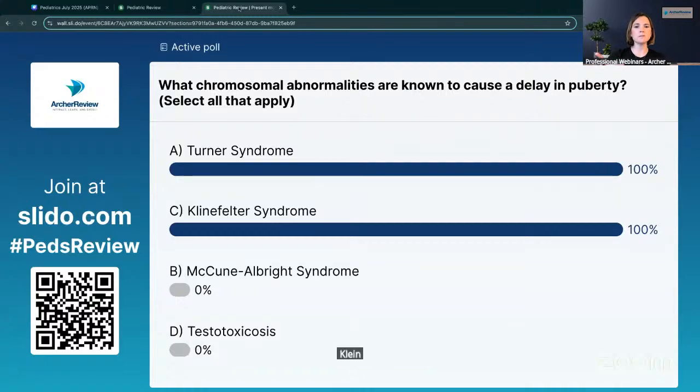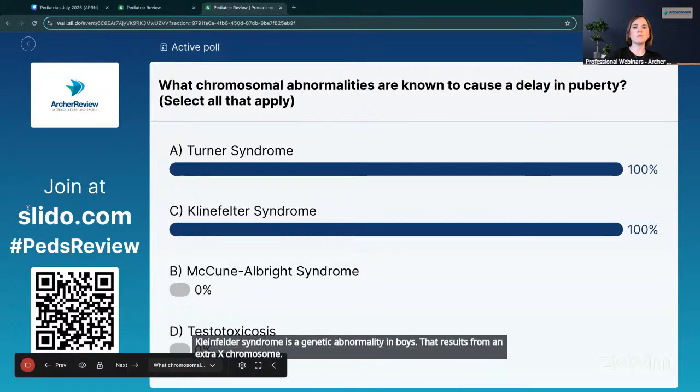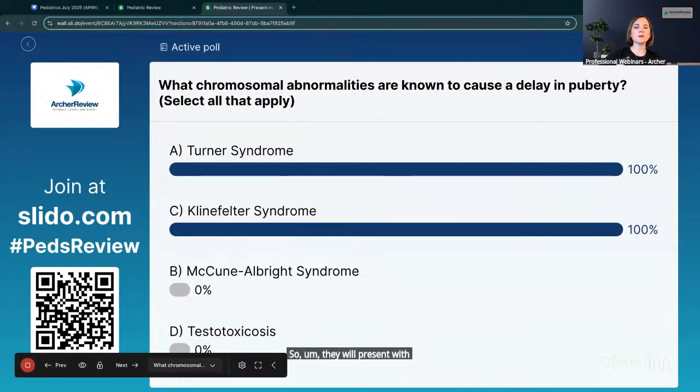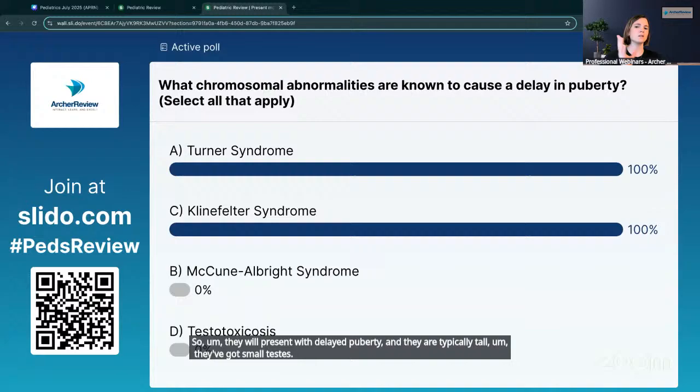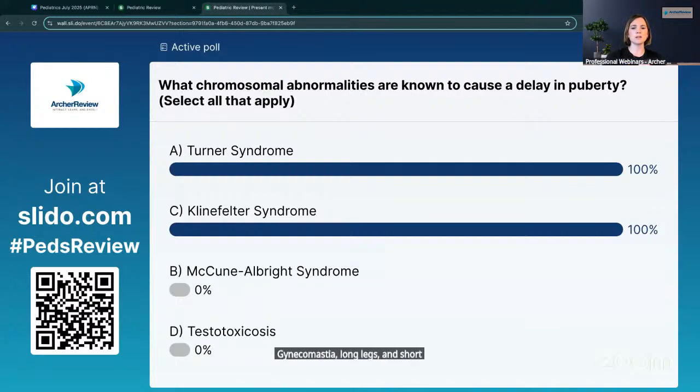Klinefelter syndrome is a genetic abnormality in boys that results from an extra X chromosome. So they will present with delayed puberty, and they are typically tall. They've got small testes, gynecomastia, long legs, and short arms.